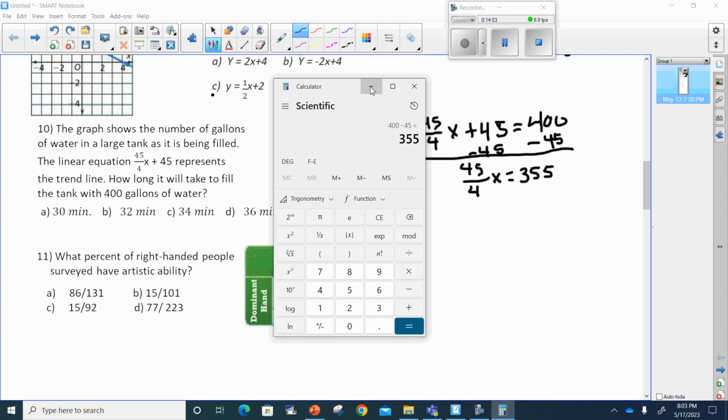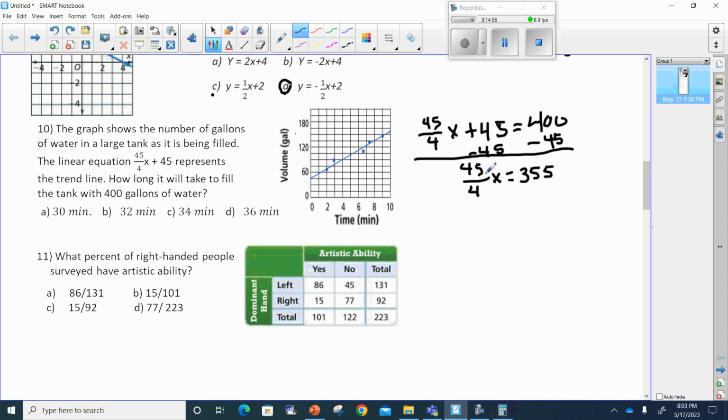Now, the trickier part. To get rid of 45 over 4, I have to multiply by the inverse, which is 4 over 45. Whatever I multiply to one side, I have to multiply to the other. I know this is going to cross out and leave me with x. That's not the problem. The problem is now I have to multiply 355 over 1 times 4 over 45. Nothing goes into 1 and 4, but I can't see that 355 will be divided by 45.